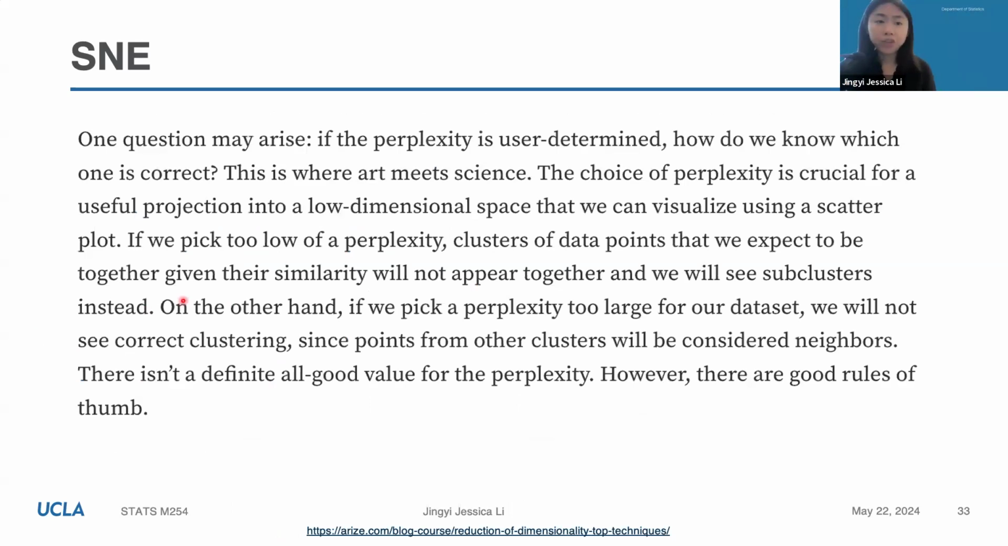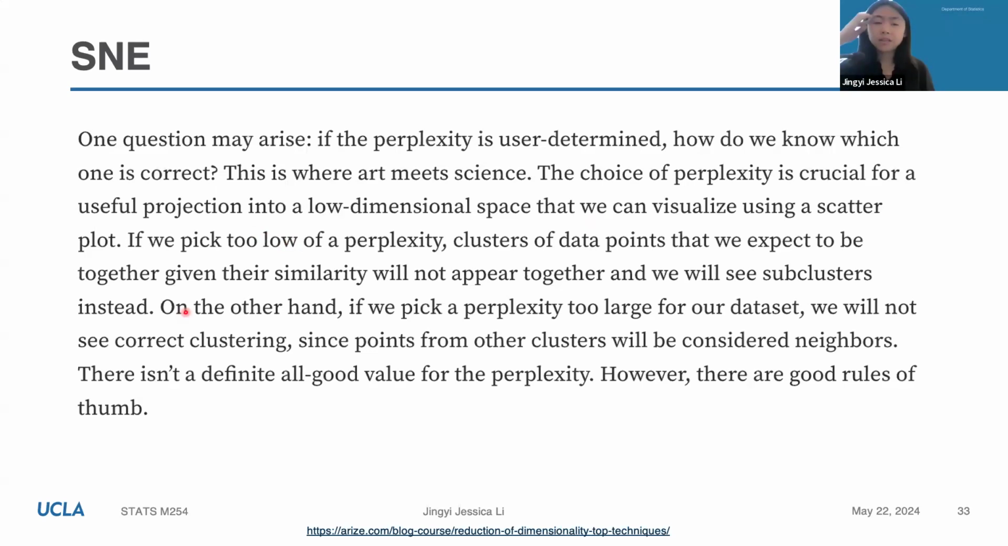One question may arise. If the perplexity is user determined, how do we know which one is correct? Always the question for hyperparameters. This is where our science comes in. The choice of perplexity is crucial for the space that we can visualize using a scatter plot, 2D space. If we pick too low of a perplexity, clusters of data points that we expect to be together, given their similarity, will not appear together, and we will see subclusters instead. So you will see many subclusters if the perplexity is low.